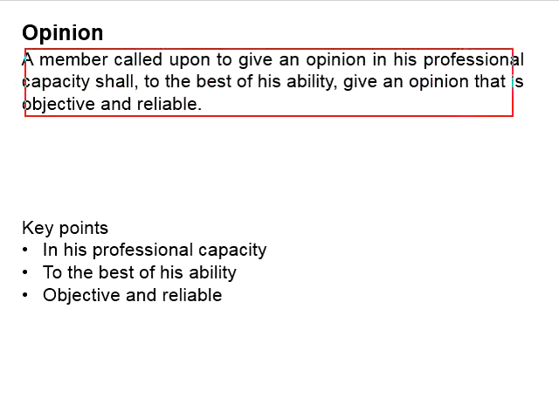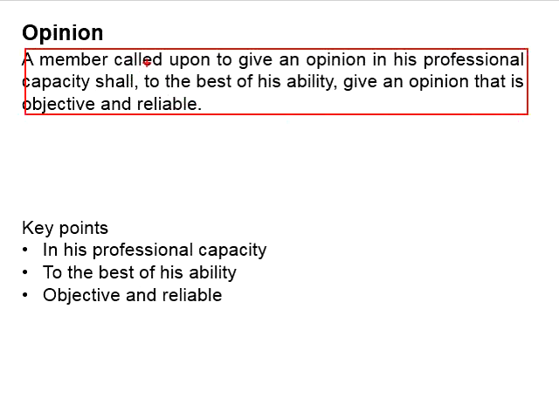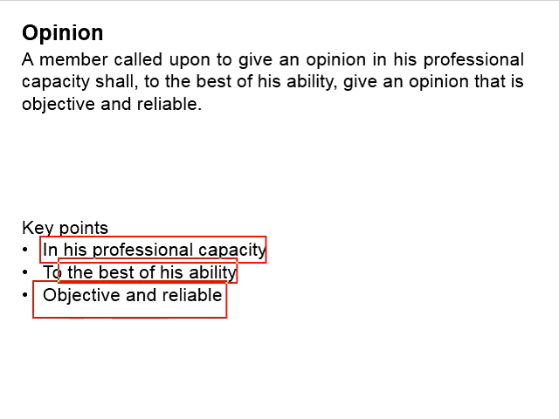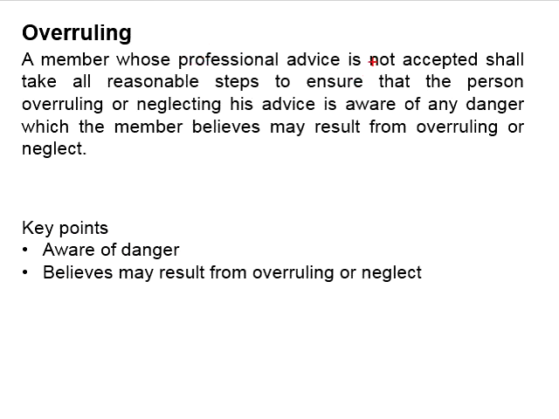A member called upon to give opinions in his professional capacity shall, to the best of his ability, give an opinion that is objective and reliable. The key point here will be in the professional capacity to be objective and reliable to his best ability. A member whose professional advice is not accepted shall take all reasonable steps to ensure the person overruling or neglecting his advice is aware of any danger which the member believes may result from the overruling or neglect. That means when the professional advice is being rejected or neglected, it is our responsibility to let the person be aware of the danger which may result from the overruling and neglect.